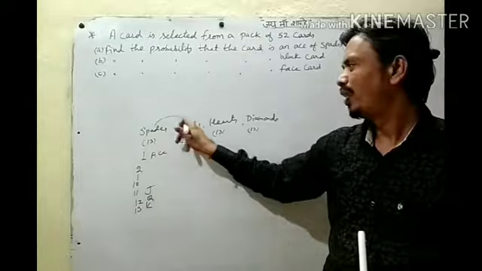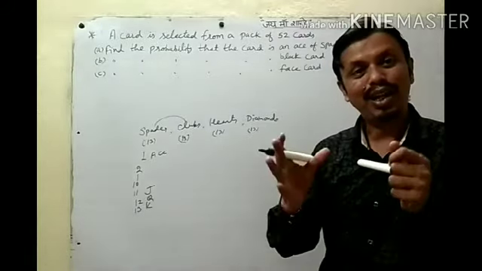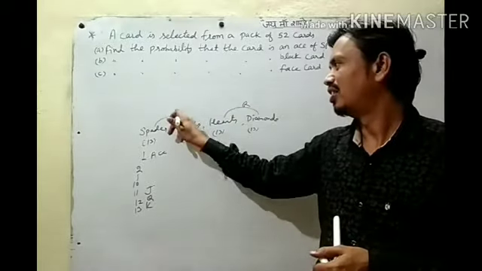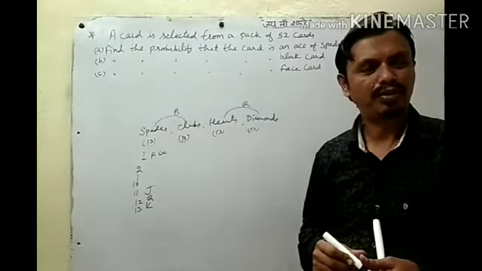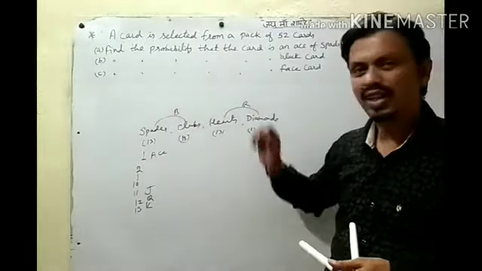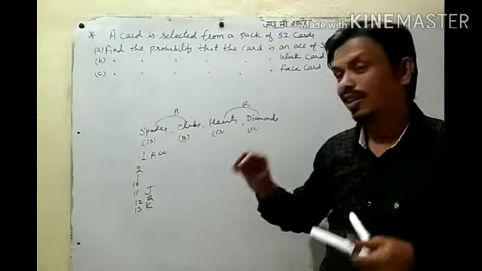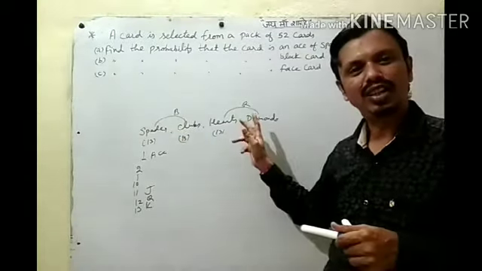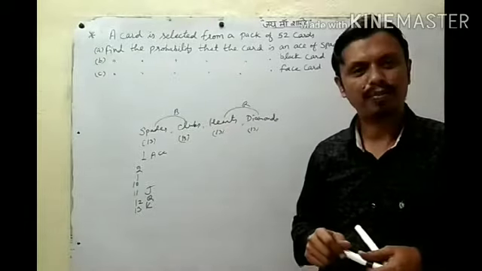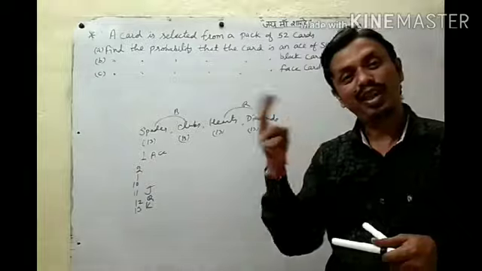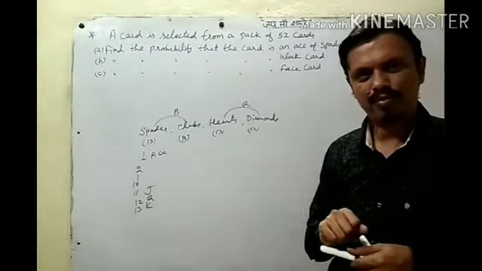Spades and clubs are in black color and hearts and diamonds are in red color. So if we talk about colors, we have 26 cards of black and 26 cards of red color. If we talk about jacks, there are 2 jacks of red color and 2 jacks of black color.